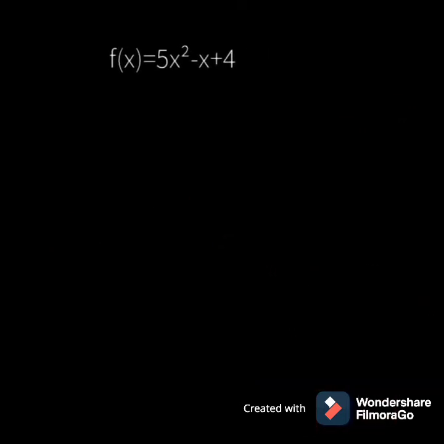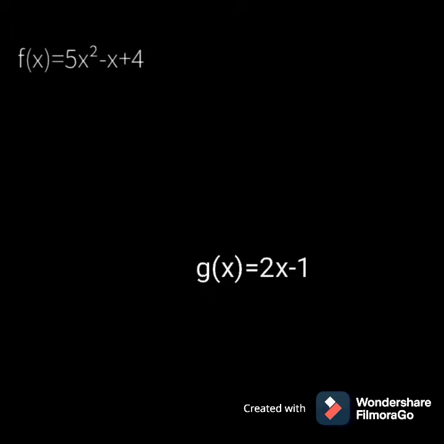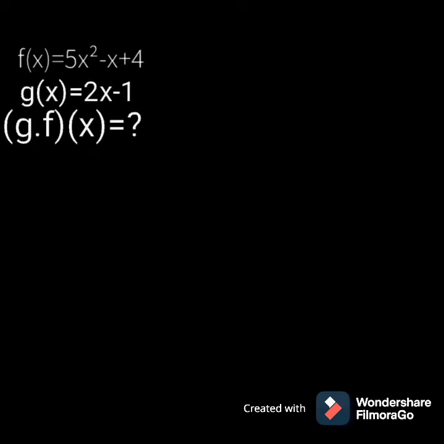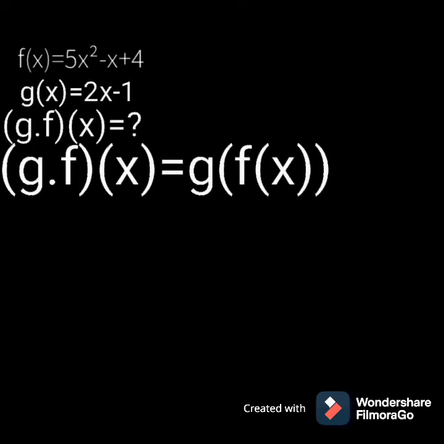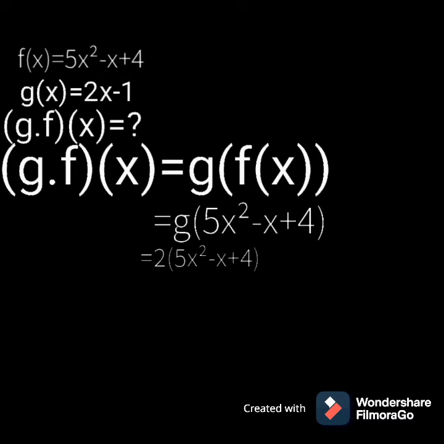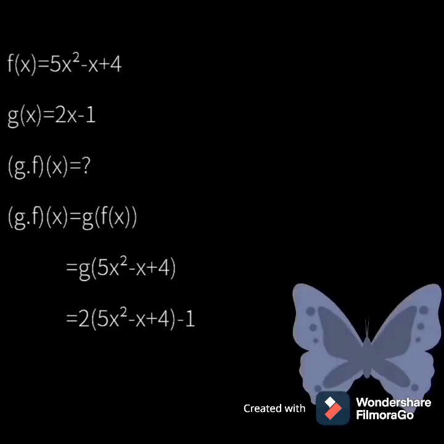F of x is equals to 5x squared minus x plus 4. And g of x is equals to 2x minus 1. Find g composed of f of x. G composed of f of x is equals to g of f of x. Substitute f of x, which is 5x squared minus x plus 4. So, substitute into g, it is equals to 2 times the quantity of 5x squared minus x plus 4, then minus 1. For you not to be confused, the negative 1 comes from g of x.